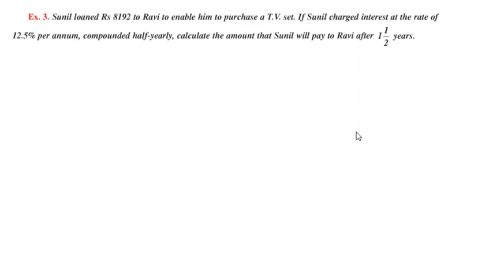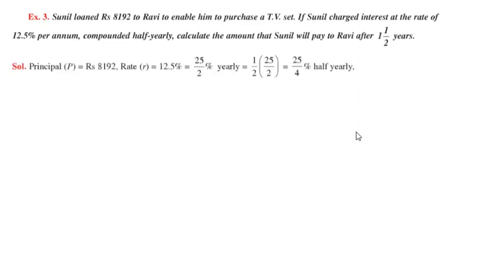Now as Sunil is charging interest half yearly, in 1.5 years how many half years do I have? 3 half years, and the yearly rate of interest is 12.5. So I will first find the half yearly rate of interest. See, principal is 8,192, rate is 12.5, that is 25 by 2% yearly. So I will convert it to the half yearly rate, which is 25 upon 4, and the time will be 3 by 2 years, that is 3 by 2 into 2 times, that is 3 half years.